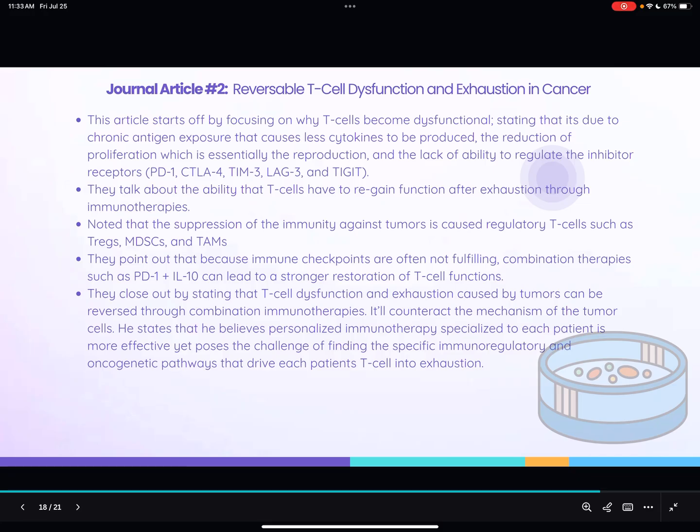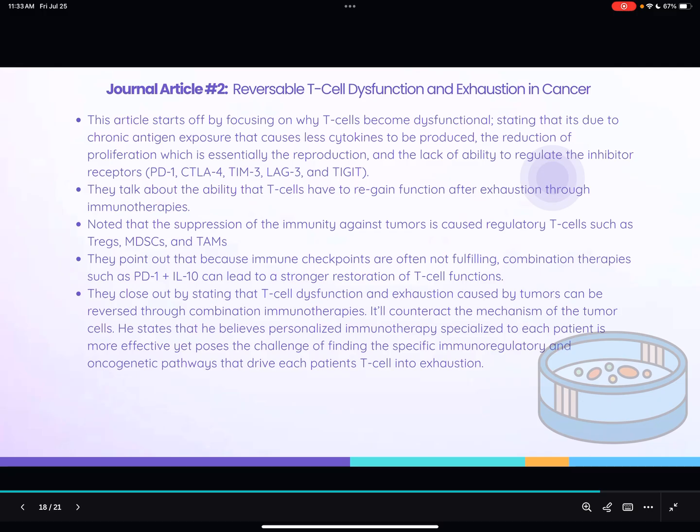TIM3, LAG3, and TIGIT. They talk about the ability that these cells have in order to regain their function after exhaustion through these immunotherapies, basically reversing them. Noted that suppression of the immunity against tumors are caused by these regulatory T cells such as TREGs, MDSCs, and TAMs. They point out that because immune checkpoints are often not fulfilling, combination therapies such as PD1, IL-10 can lead to a stronger restoration of these T cell functions.